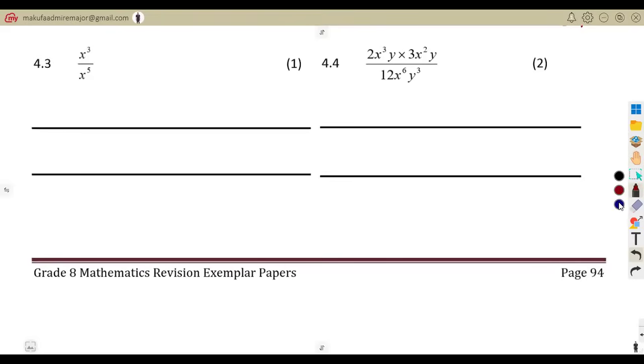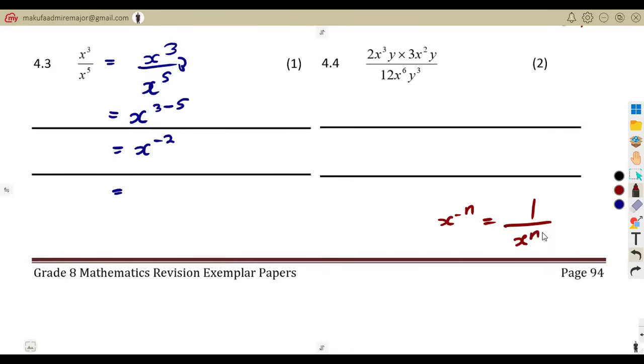On 4.3, we can use our laws, or we can simply divide the x to the exponent of 3 over x to the exponent of 5. The bases are the same. Remember, if you're dividing, you subtract the exponents. So it is going to be 3 minus 5. That is x to the exponent of minus 2. And we understand that if we are given x to the exponent of minus n, that is 1 over x to the exponent of n. We remove the negative exponent by 1 over. So that's 1 over x to the exponent of 2.